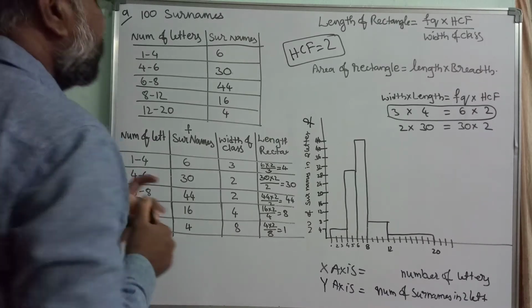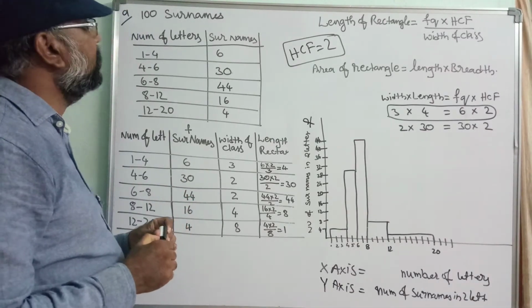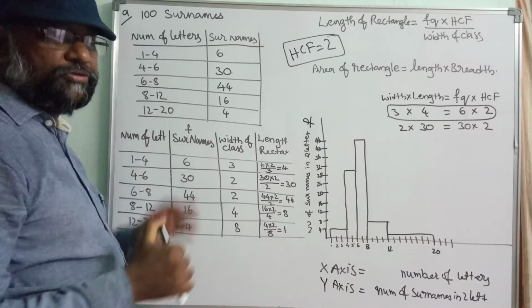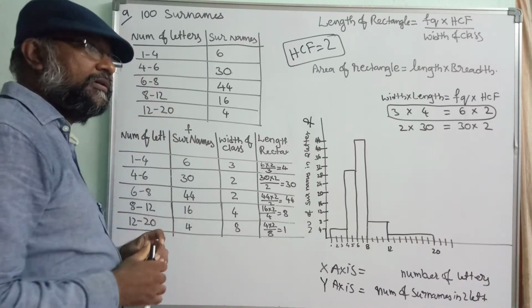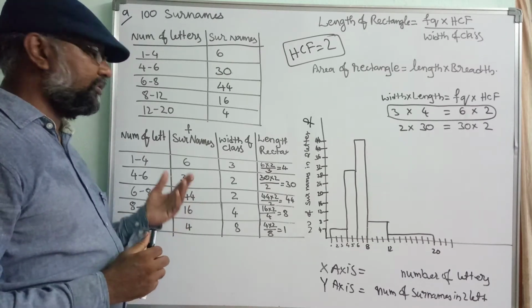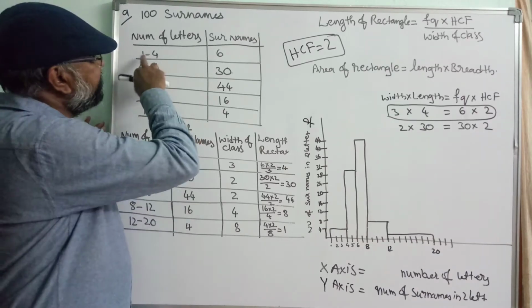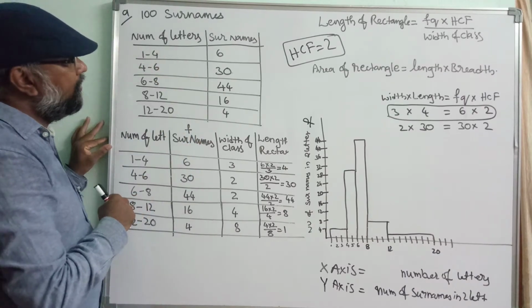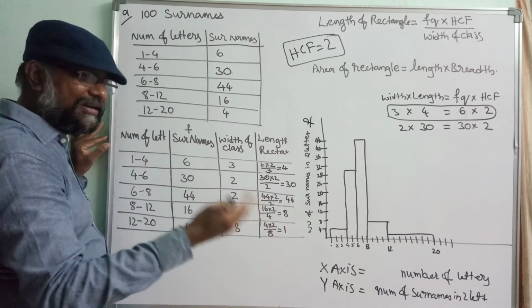Now this is the last problem from this exercise. Here, for 100 students, we collected their surnames. Surnames may be short, that means 4 letters, or 4 to 6 letters, 5 letters, or 6 letters.